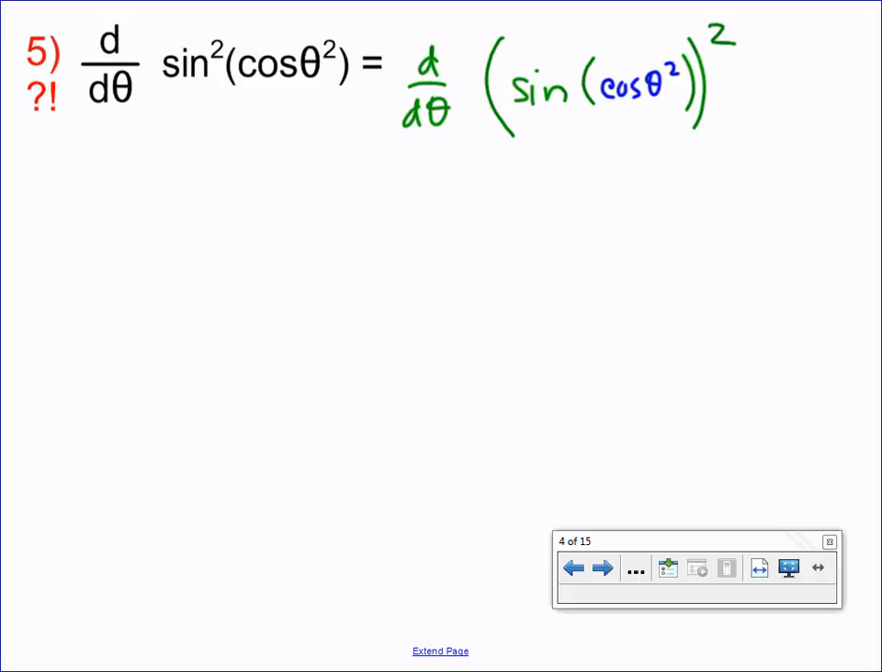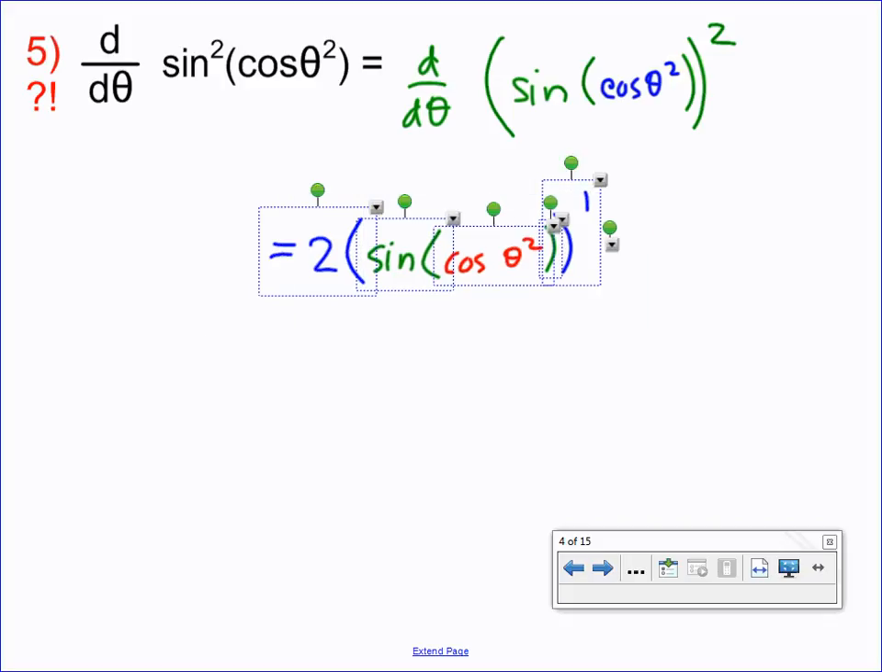So let's go ahead and start out with my overall function now. Exponent 2 times the base raised to 1 less. There's my power rule. What was my inner function? My inner function was sine of cosine theta squared. So there's my derivative of the overall function. Now I still need times the derivative of the inner function.